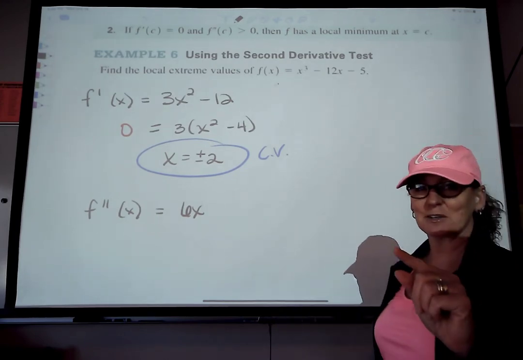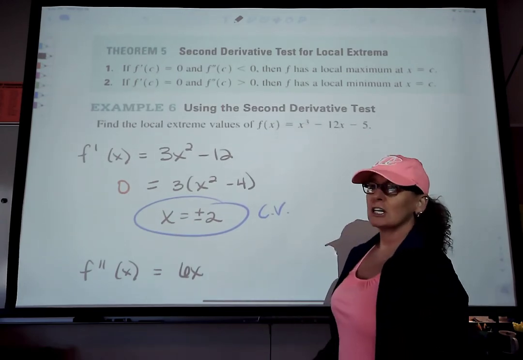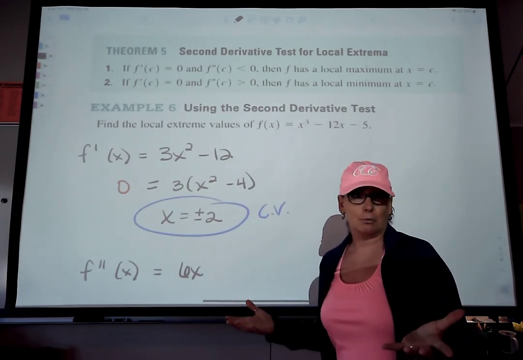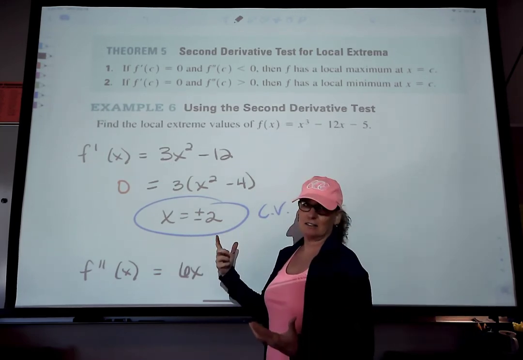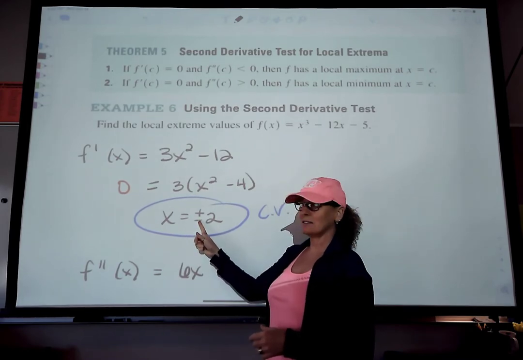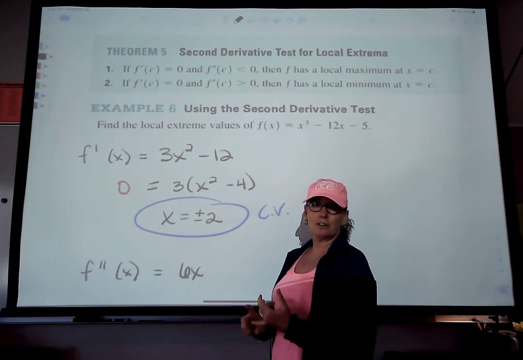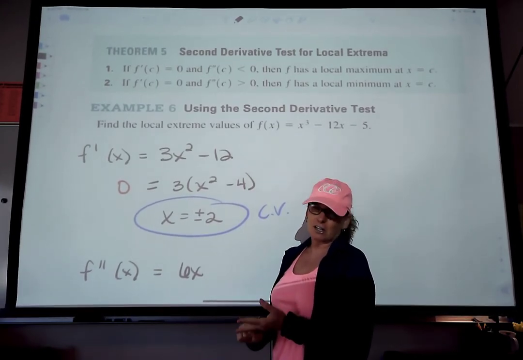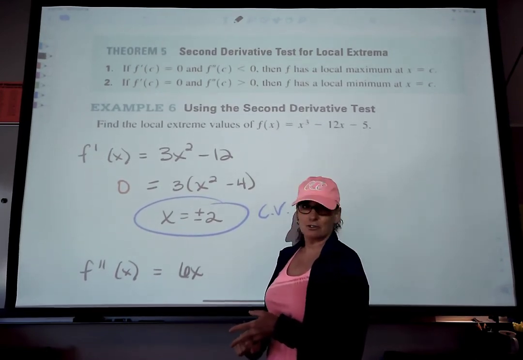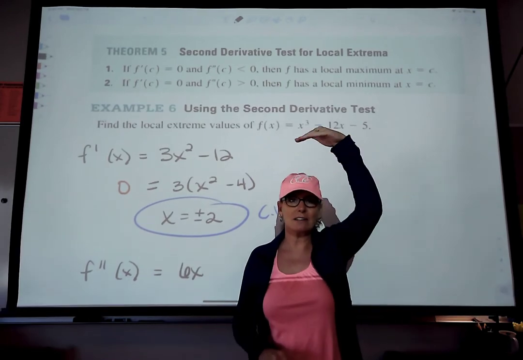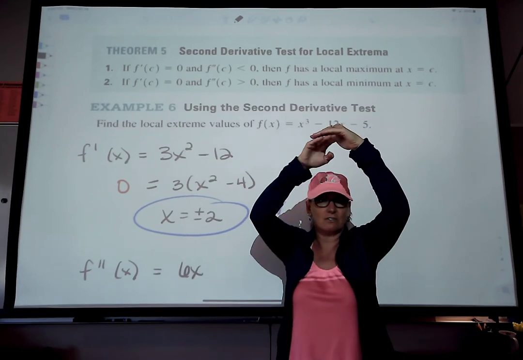Now, here's something kind of cool. Our original was a cubic. Knowing the end behavior of a cubic, I'm guessing, I think we're going to have a max at -2. Don't you? Your leading coefficient is positive. You've got a cubic. I think we're going to have a max at -2. So picture that. If you have a max, isn't your function concave down?